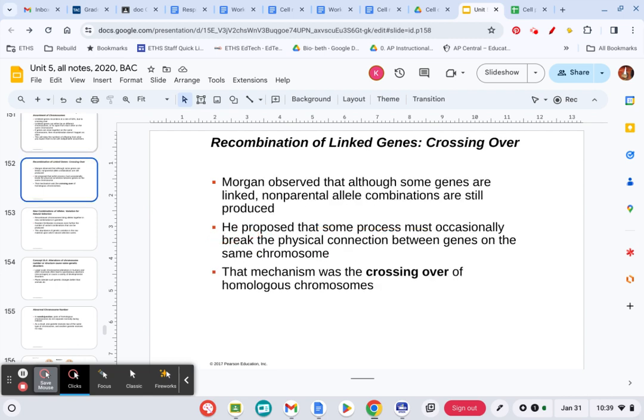Alrighty. Morgan observed that although some genes are linked, non-parental allele combinations are still produced. At this point, this was just the early 1900s. He still didn't really know much about chromosomes, and they didn't know about crossing over. So he was the first one to hypothesize that this crossing over was happening based on his results. He guessed it before we knew about it, before we could actually see it.